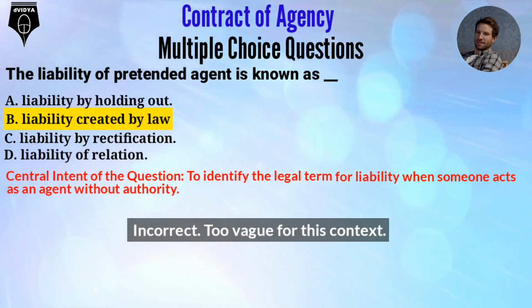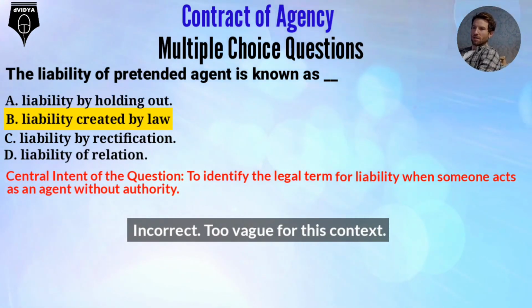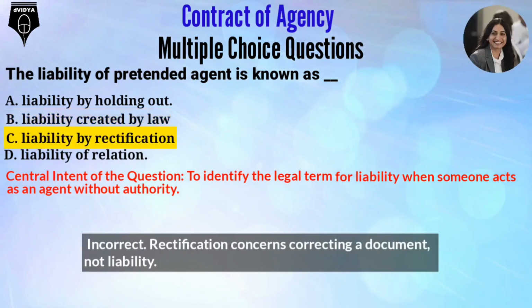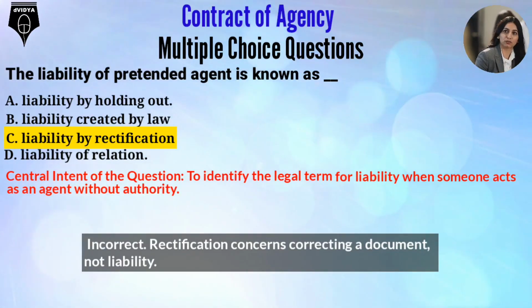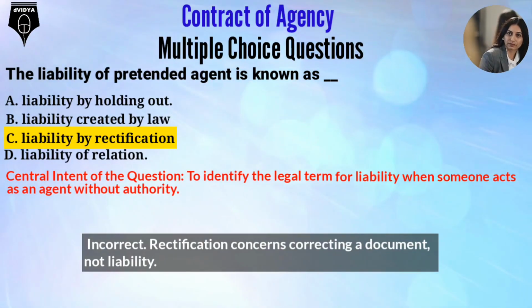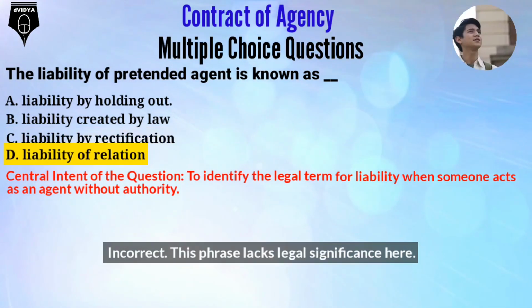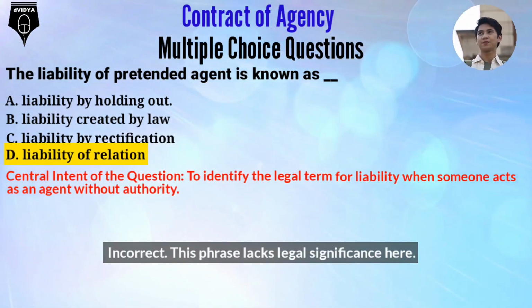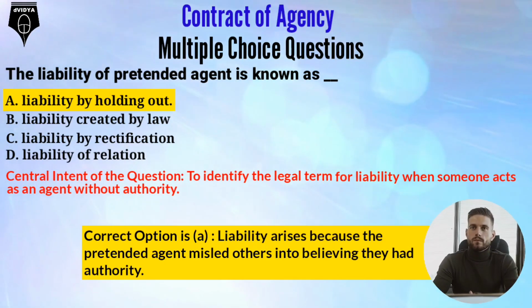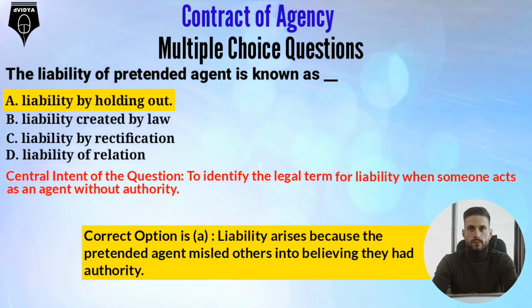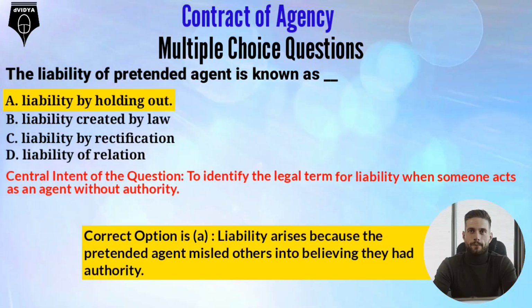Option B, liability created by law. Incorrect. Too vague for this context. Option C, liability by rectification. Incorrect. Rectification concerns correcting a document, not liability. Option D, liability of relation. Incorrect. This phrase lacks legal significance here. Correct option is A. Liability arises because the pretended agent misled others into believing they had authority.